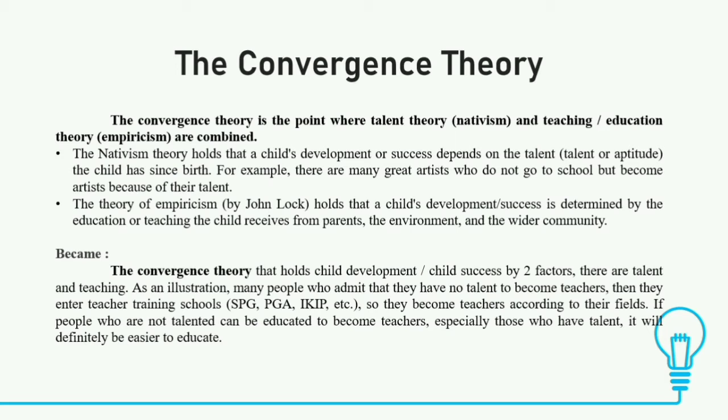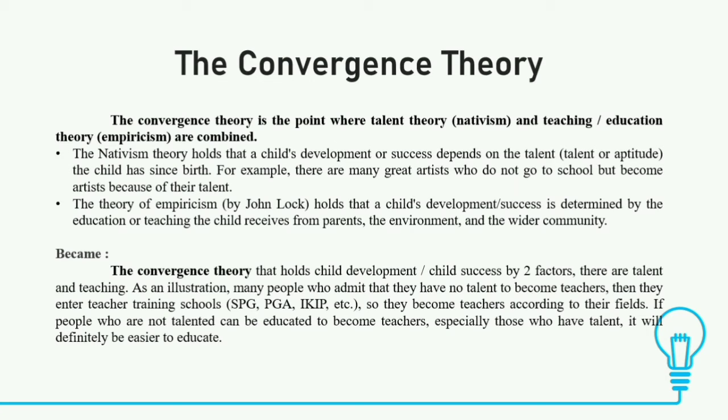empiricism, are combined. The nativism theory holds that a child's development or success depends on the talent that the child has since birth. So for example, there are many great artists who do not go to school but become artists because of their talent. So they don't have to go to school, but they have their talent since their birth.